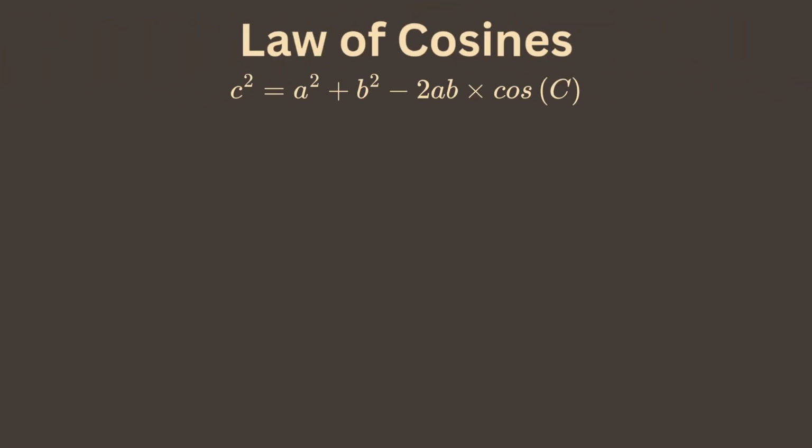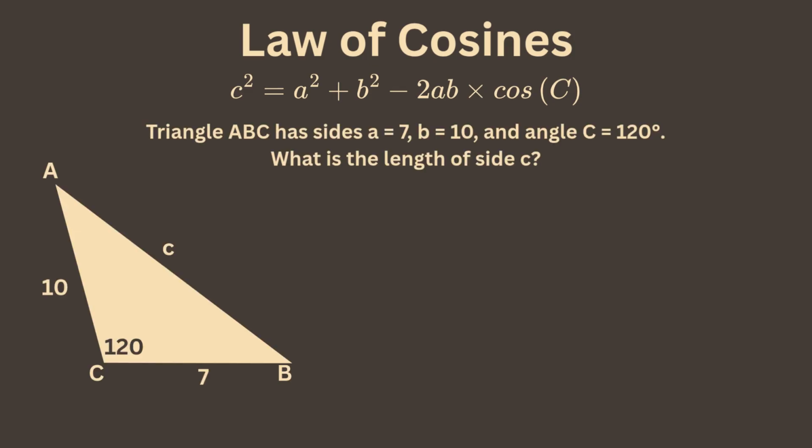Law of cosines. c squared is equal to a squared plus b squared minus 2ab times cosine of C. Here's a situation where the law of cosines would work. Triangle ABC has sides a equals 7, b equals 10, and angle C equals 120. What is the length of side c? Well, again, this is also not a right triangle. And since we have two sides and the angle between them, the law of sines won't help here. So what do we use?